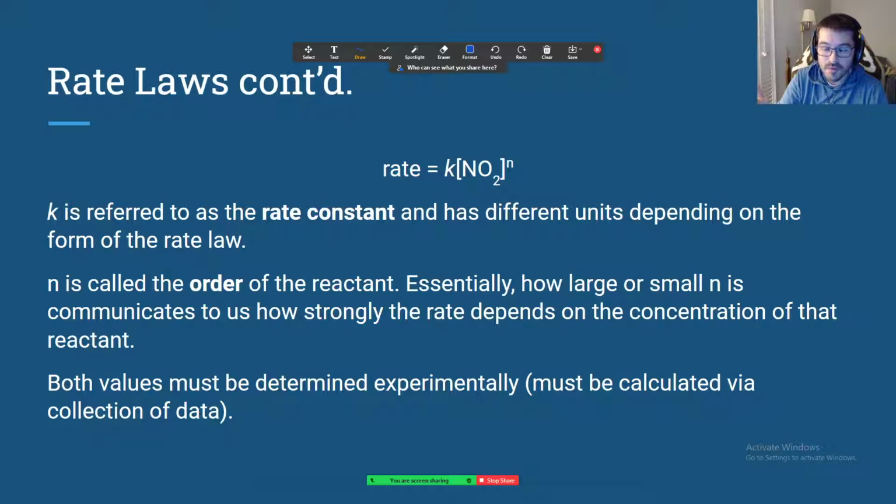Okay, and that makes sense, right? Because like we said before, if the temperature changes, then the rate is going to change. Okay, and so that's reflected in k.